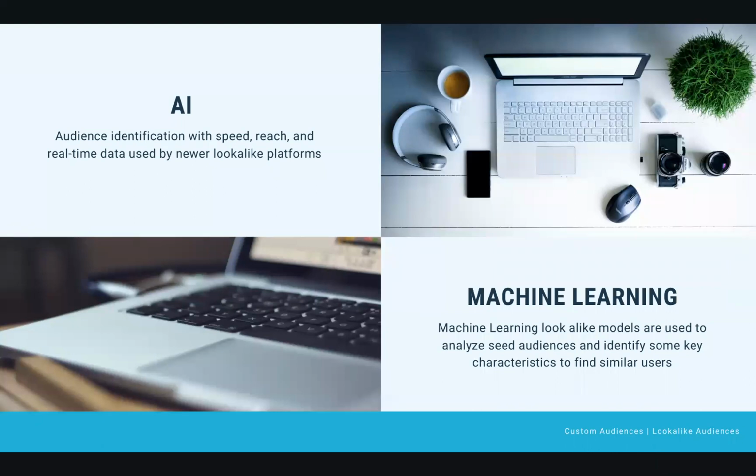AI and machine learning are related but slightly different, as we've learned throughout our program, and are being used to create greater efficiency in audience generation. There is a particular machine learning lookalike model. This lookalike modeling is a process that identifies people who look and act just like your target audience. This tool analyzes the seed audience, identifies some key characteristics, and finds users who are similar to your target, much like the example I talked about earlier from the research.